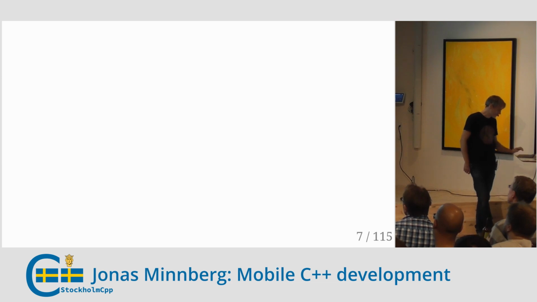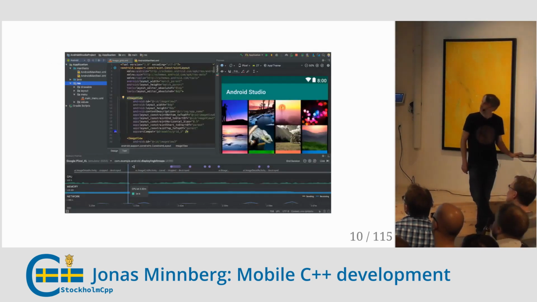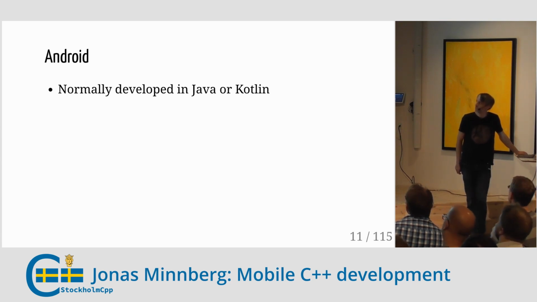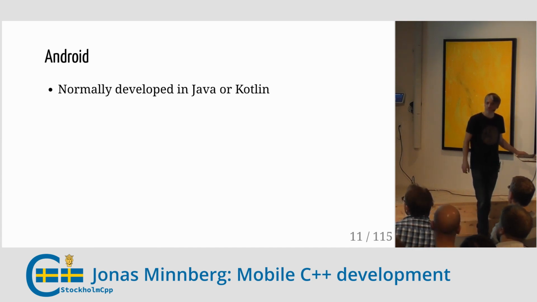Okay, so the development process then. So Android, this is Android Studio, which you use for Android development normally. And you write in Java or Kotlin, and Kotlin is a pretty nice language, especially compared to Java 7, which is what you need to use on Android still, which means that, for instance, if you write a list or a map, you can't really have an initializer. You need to create it first and then add each element one by one, which compared to C++, I mean, C++ is so much better.